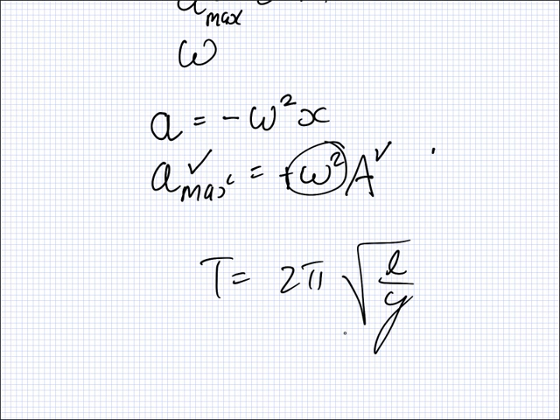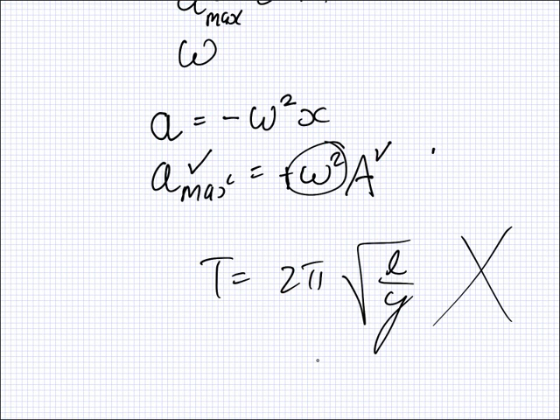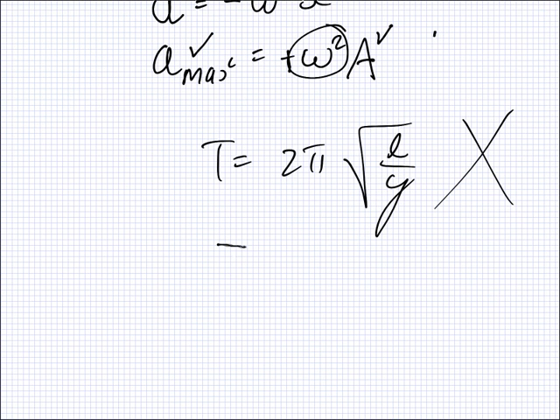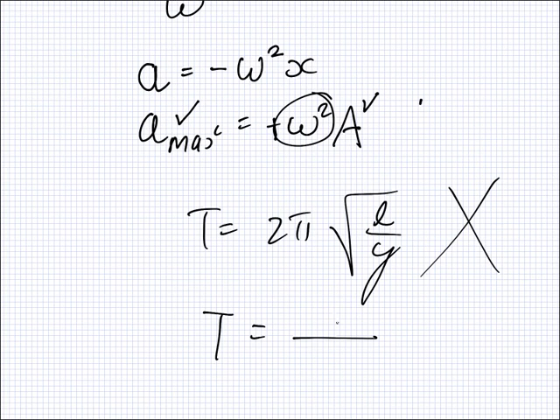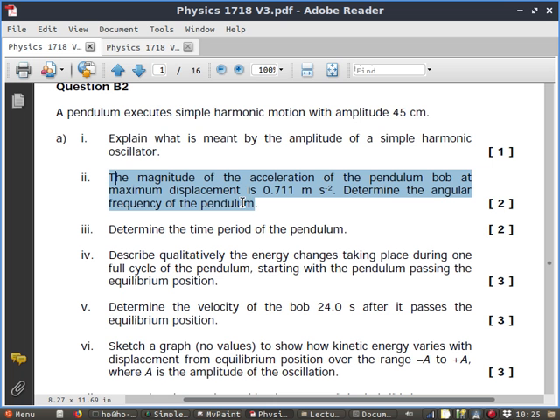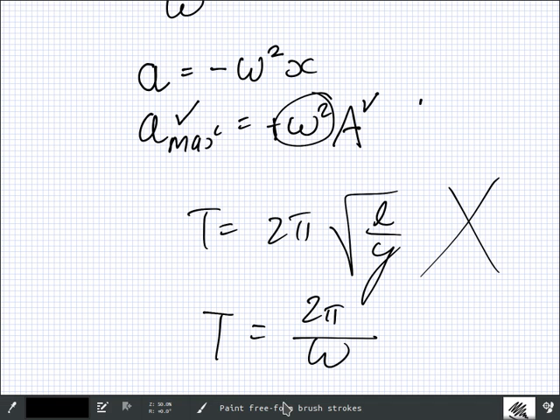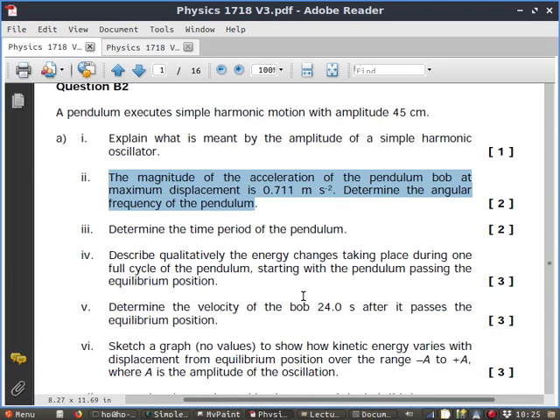Now the only problem is, do we know the L though? No. So we can't use that formula. Is there another formula? Yes, there is. T equals something over something. I'll give you a hint. What did they ask you to calculate here? Omega. Yes, indeed.